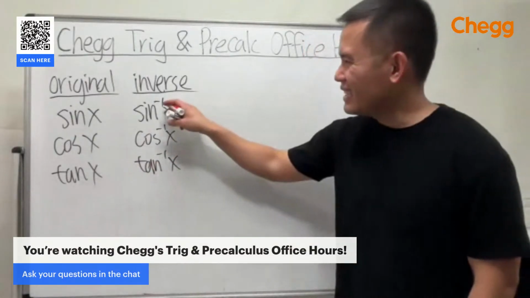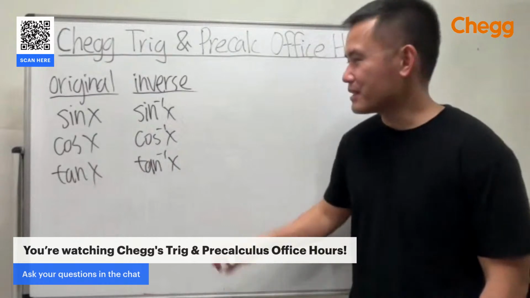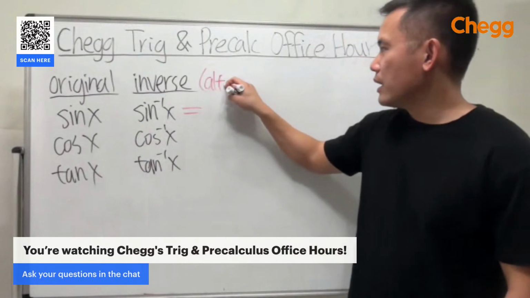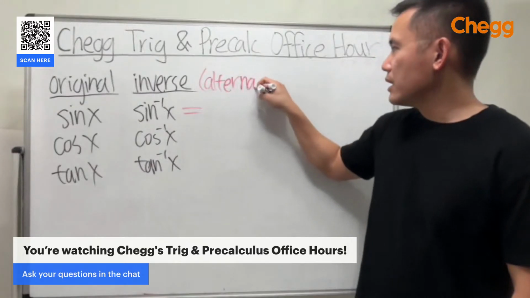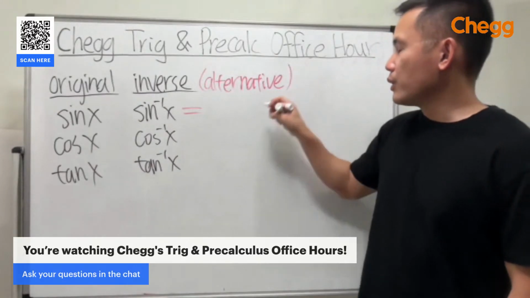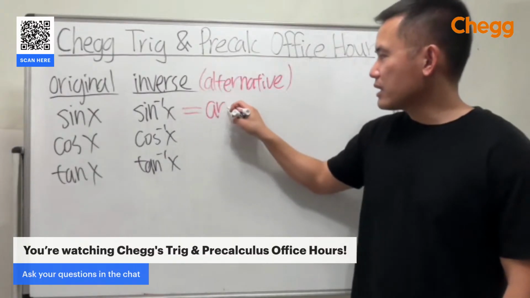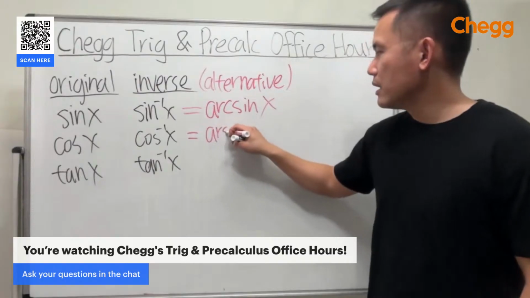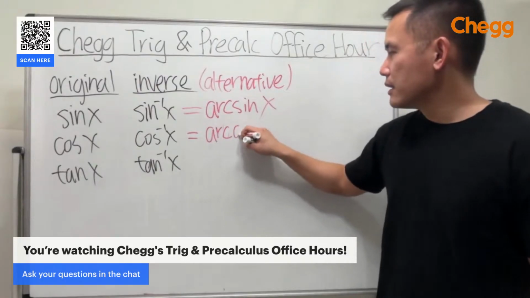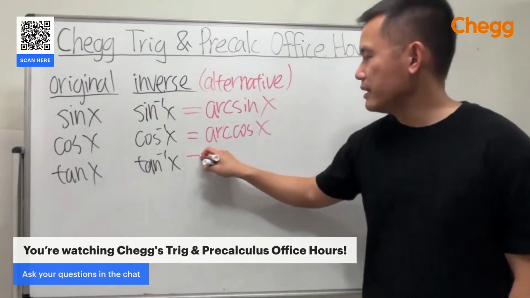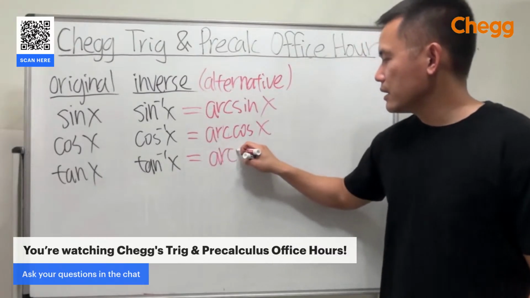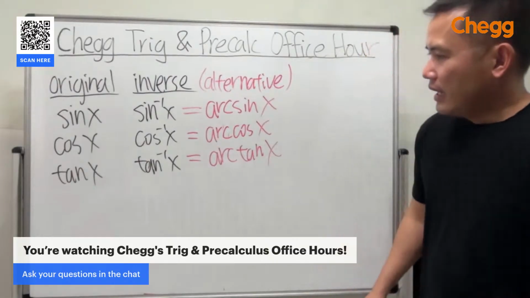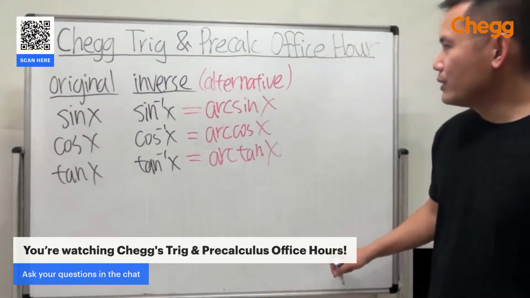However, since the -1 notation is confusing sometimes, we will also write this. This is the alternative notation. We can also write it as arc sine of x. And then this is arc cosine, and this is arc tangent. Just like this. And one thing that you have to know is the warning.